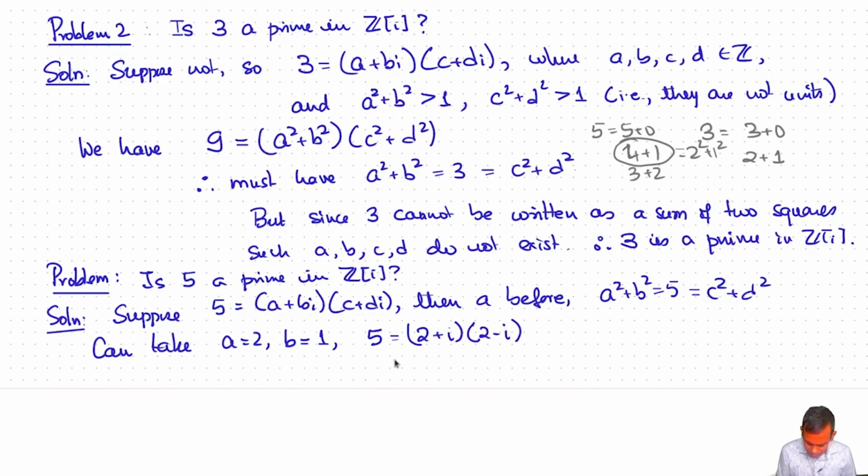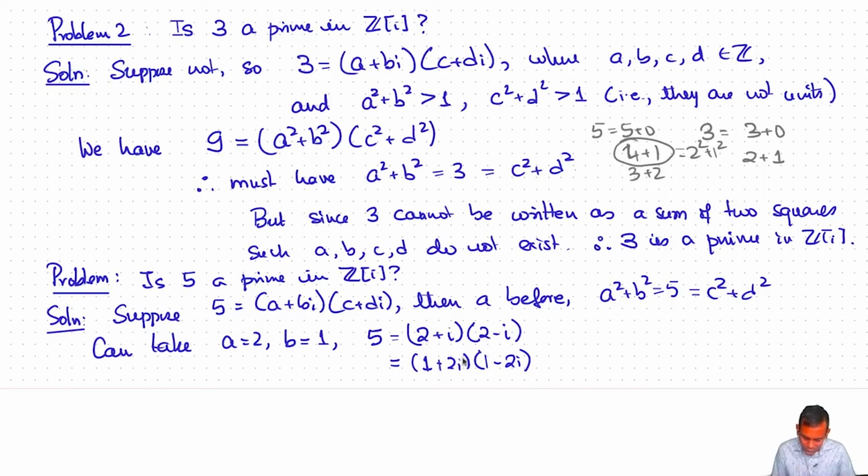And you can also do it another way, which is you can take a equals 1 and b equals 2, and so you'll also get 1 plus 2i. Sorry, that's the same. What I meant to say is (1 plus 2i) into (1 minus 2i), and this will also be equal to 5.